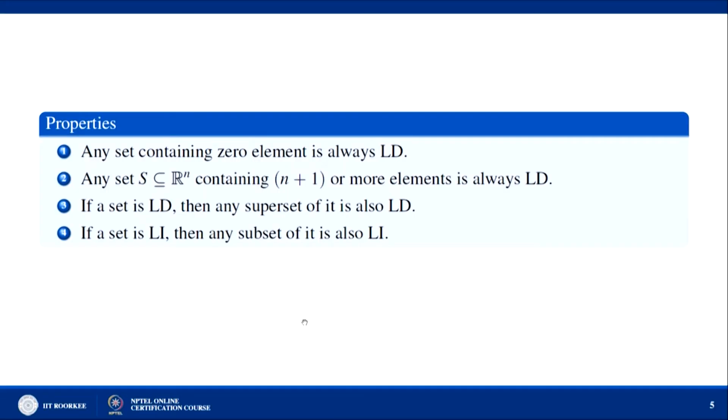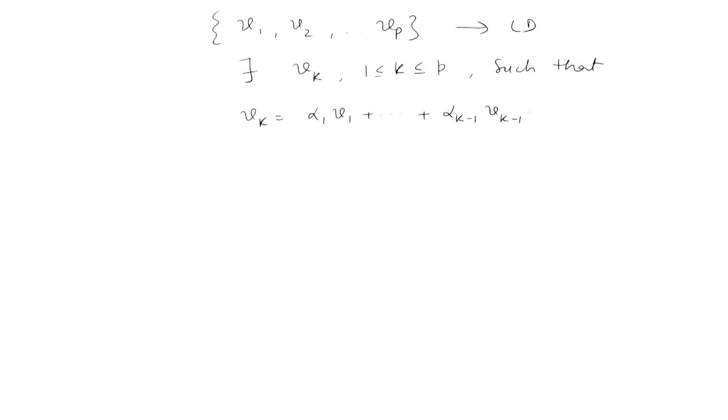Okay. The third property is, if the set is LD, then any superset of it is also LD. Okay. This is again easy to show. You see, if we have a set, say V1, V2 up to say Vp, say this set is LD. So, if this set is LD, that means there exists some Vk where k is between 1 and p, such that this Vk can be expressed as a linear combination of the remaining vectors. Okay. Alpha p Vp.